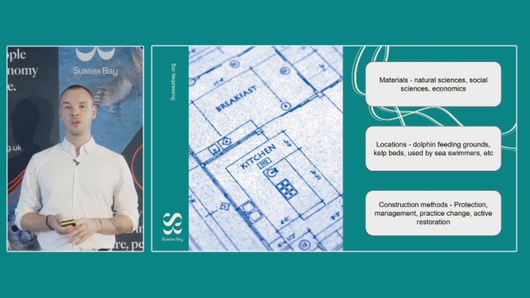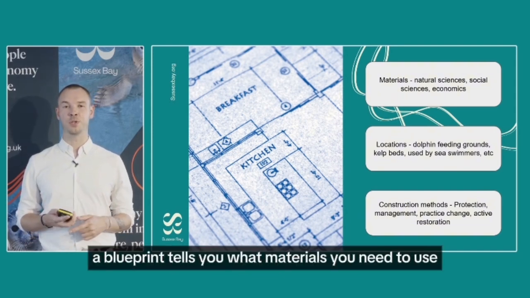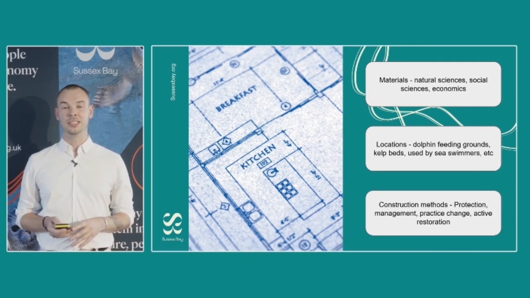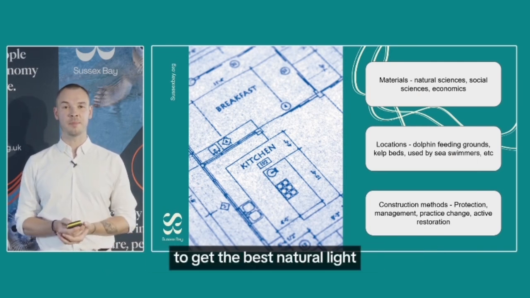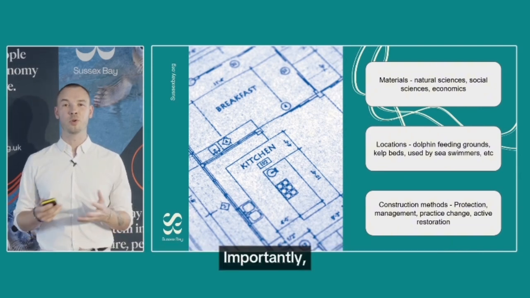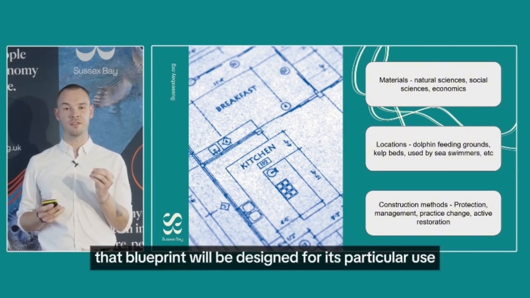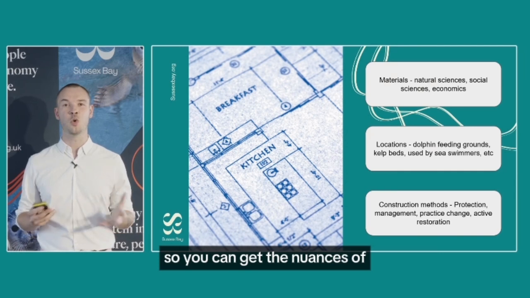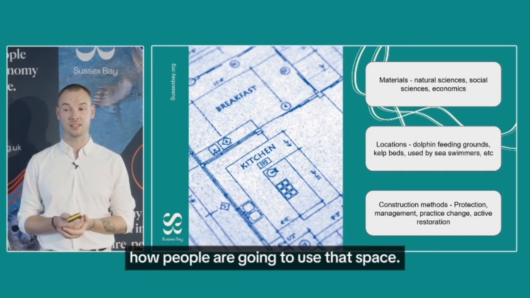Now, all of that's complex and all of it fits together in many different ways, and that is why a blueprint. When you're working in architectural construction, a blueprint tells you what materials you need to use to be appropriate for where you are, where you might put the window to get the best natural light, and then the construction methods that you might use. Importantly, that blueprint will be designed for its particular use, so you can get the nuances of how people are going to use that space.